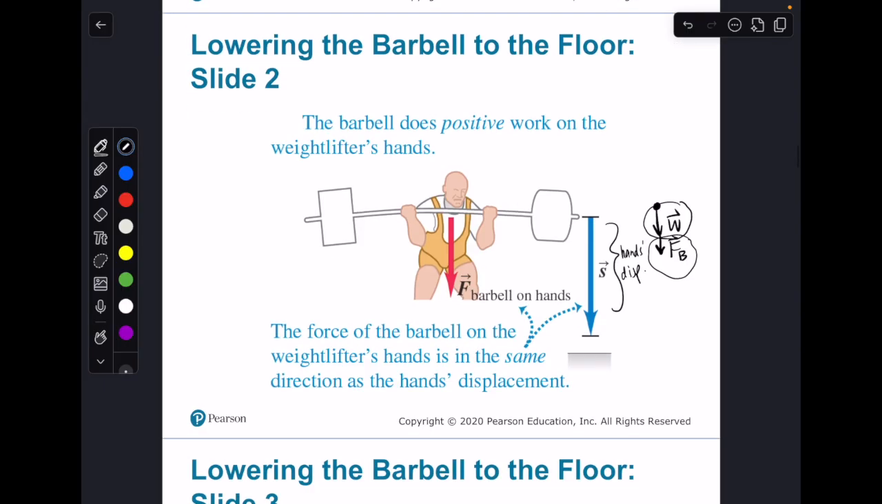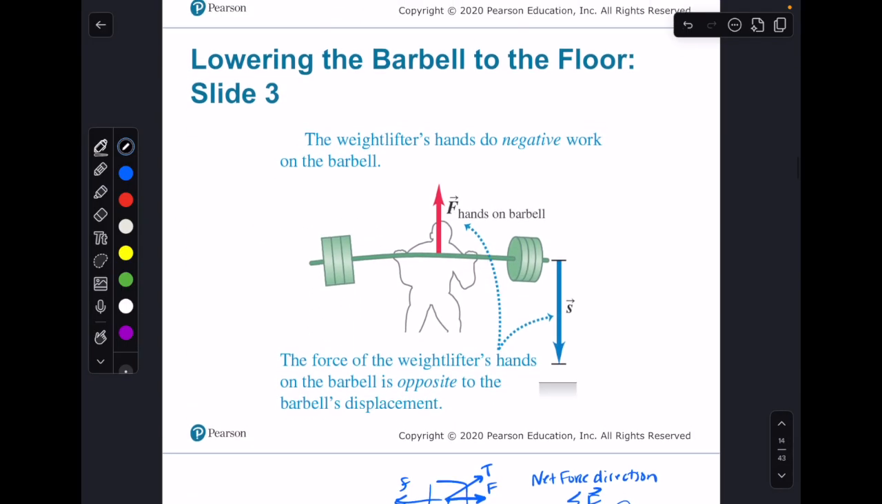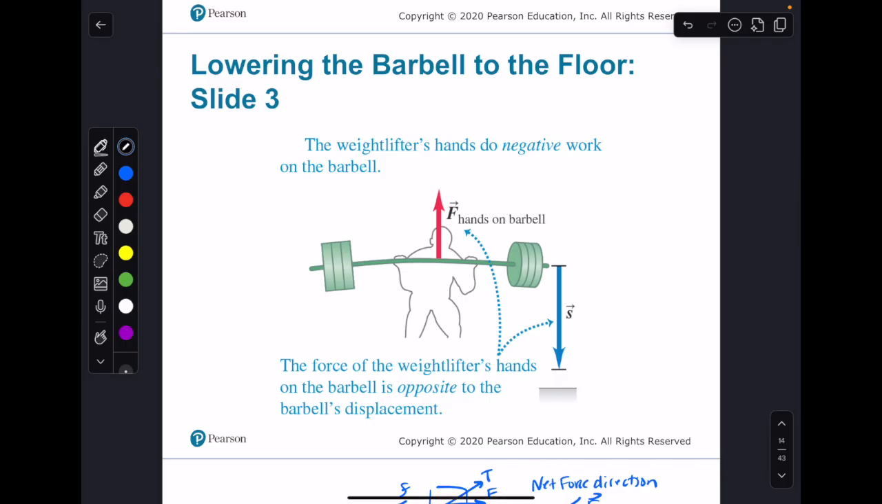So now let's look at a different aspect. Let's compare the work done on the barbell. Now look, the weightlifter is all grayed out. We're looking at the barbell and we're checking the barbell's displacement now. Okay, it's down.